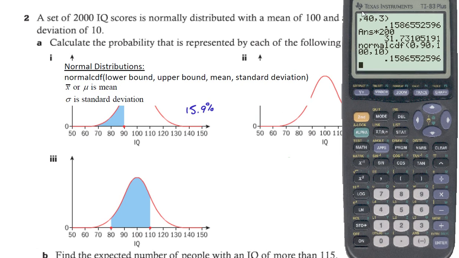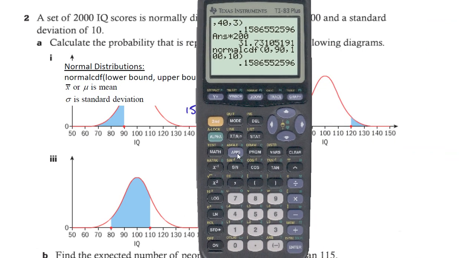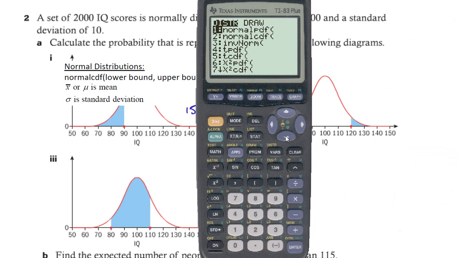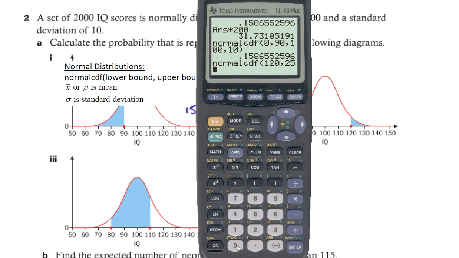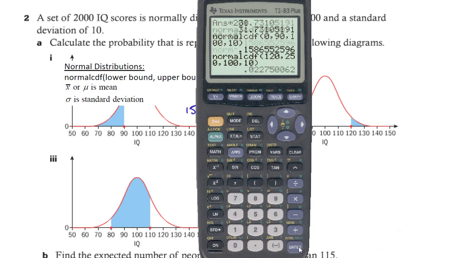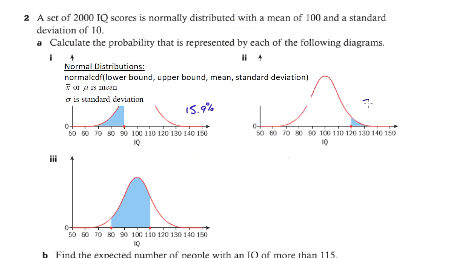Okay, so let's go second distribution, normal CDF. Our lower bound is 120. Our upper bound, again, I'm going to put like 250, just something big. The mean is 100, and our standard deviation is 10. Okay, push enter, and I get 0.227. So I'm going to call that 2.3%.